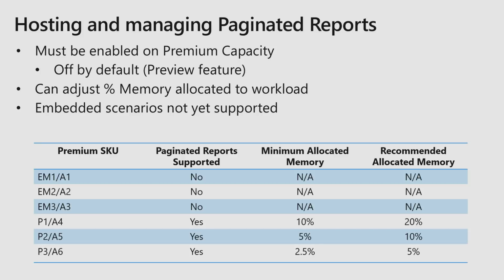So let's talk about how you can host and manage these reports. I talked about them being available on the premium capacities. So let's see which premium capacities. When we talk about premium, there are multiple SKUs in the premium ecosystem. You will not get it on the embedded SKUs or the A1, 2, and 3 SKUs. The reason for that is really the power of those capacities. You need a certain level of grunt, you need a certain level of memory to be able to handle this workload. So P1, P2, P3, all fine. From the A SKUs, A4, 5, and 6 will support this workload too.